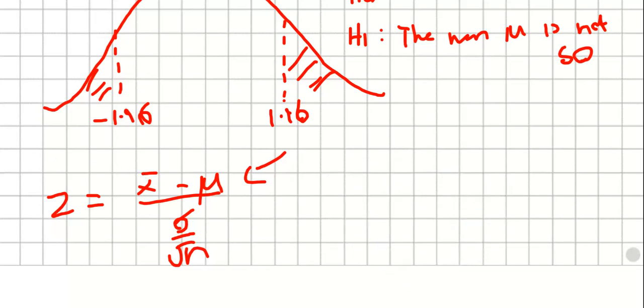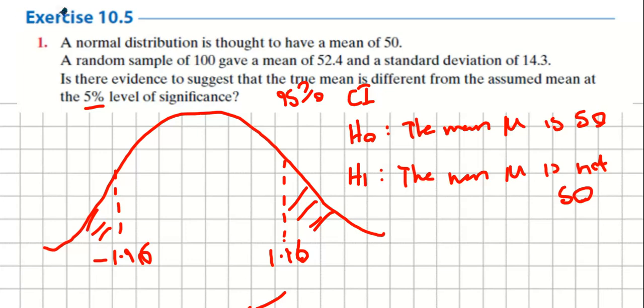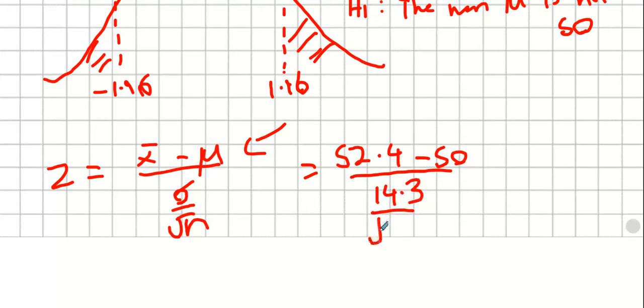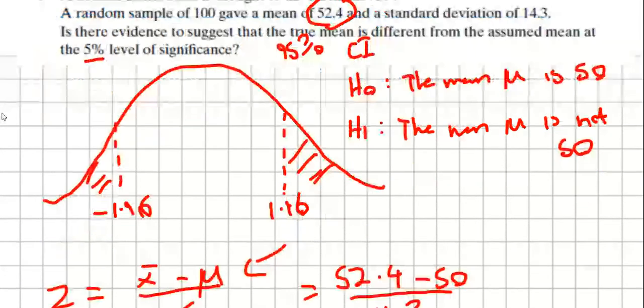Okay. Next thing, what are the scores? We got a score of 52.4. Now, is 52.4 far enough away from 50 to make us doubt their claim? That's what we're trying to figure out. Okay, let's find out. 52.4. They're claiming it's 50, so they're claiming mu is 50. Then it's divided by the standard deviation, which is 14.3. We actually measured 100 people. The sample size was 100. So if we go back up here, the sample size was definitely 100, okay?